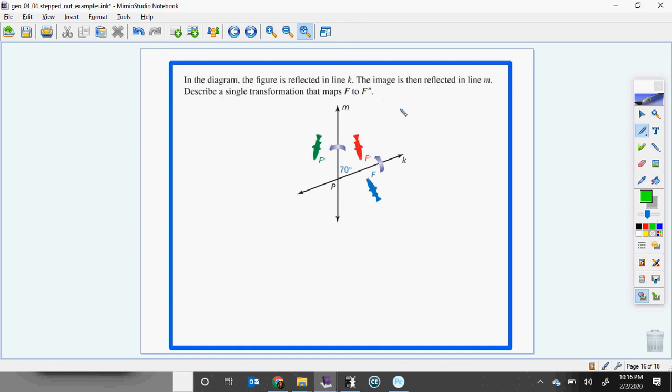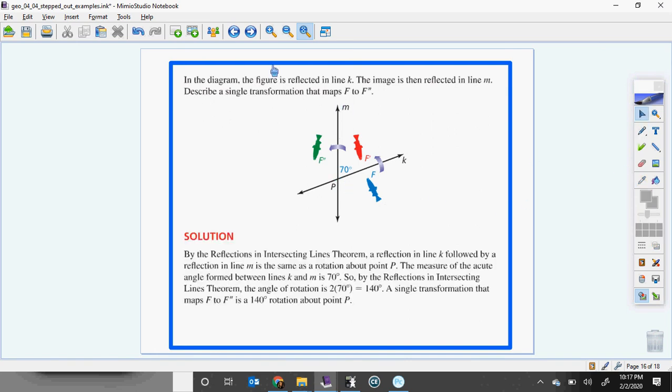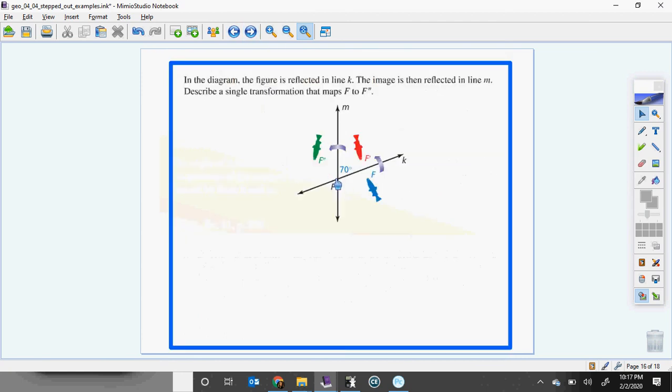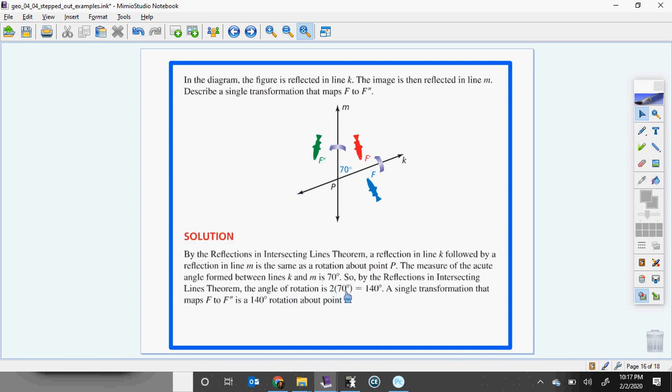They said, okay, that's great, but how could I go straight from blue to green? Well, I could go straight from blue to green by rotating around this point right here. And by rotating, well, this angle is 70 degrees. What is 70 times 2? 70 times 2 is 140. So I could go straight from blue to green by rotating 140 degrees. There we go. 2 times 70, 140 degrees. So a single transformation that gets me from blue to green is rotating 140 degrees.